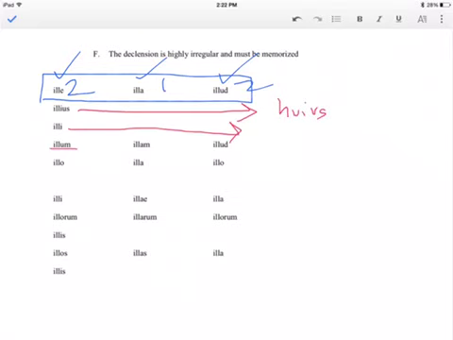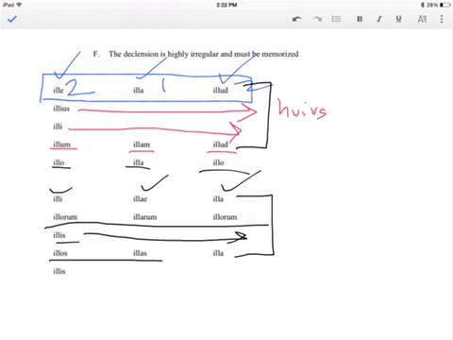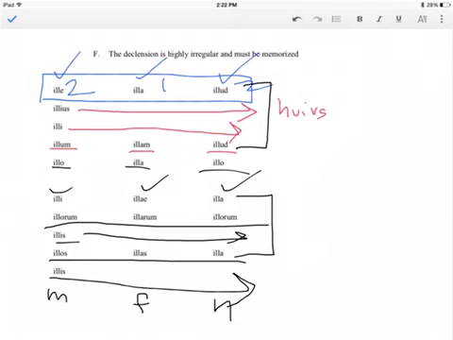Then it gets pretty normal, illum, illam, illud, noting that the nominative and accusative are always the same for every single neuter. And then the ablative, illo, illa, illo, is very predictable and normal. Illi is predictable, illae is predictable, illa is predictable. It gets very normal in the plural. It's no surprise to see illorum, illarum, and illorum. This carries across to every gender. This is predictable and normal. And again, this is the same for the masculine, the feminine, and the neuter.